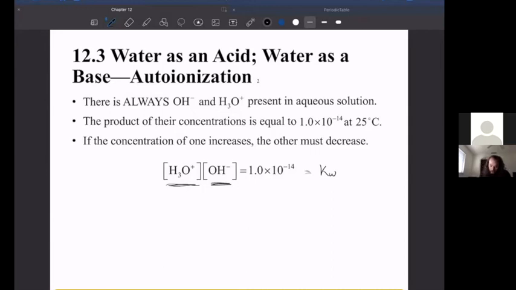Now, you might be asking yourself, I thought that equilibriums were always products over reactants, right? So that would look similar to this.